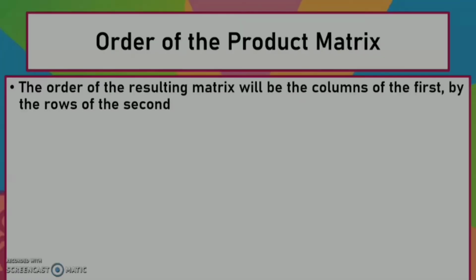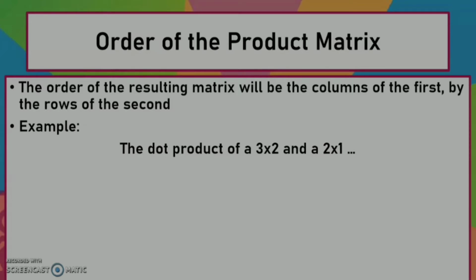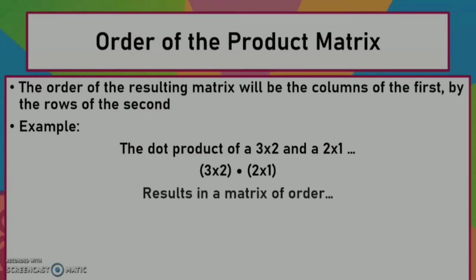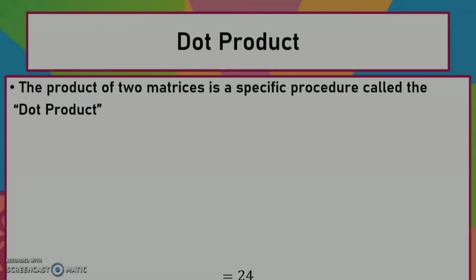The order of the resulting matrix will be the columns of the first by the rows of the second. So if we take the dot product of a 3 by 2 and a 2 by 1, the resulting matrix will be a 3 by 1. This is a good illustration of why we use the dot to show multiplication in matrices. The cross sign is already used to describe the order of the matrix, so mathematicians try to avoid confusion by not using that same symbol.